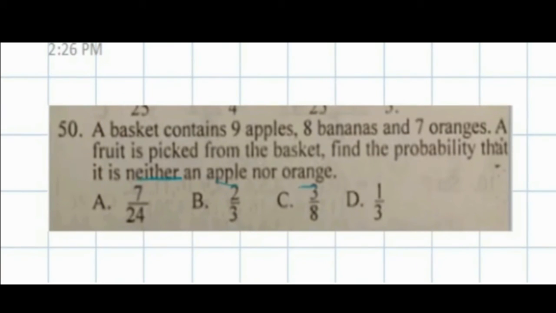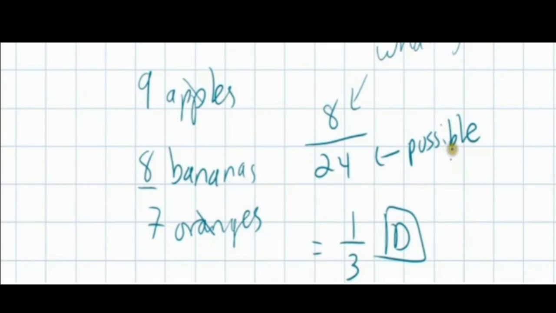Question 50 says a basket contains 9 apples, 8 bananas, and 7 oranges. A fruit is picked from the basket. Find the probability that it is neither an apple nor an orange. So you will have 9, 8, and 7 of each kind of fruit, and you add them up to figure out how many you have possible. That will be your denominator. Then you need to put what you want on top. So not an apple, not an orange means that you only want bananas. So 8 out of 24, and then you reduce that to get 1/3, and your answer is option D.